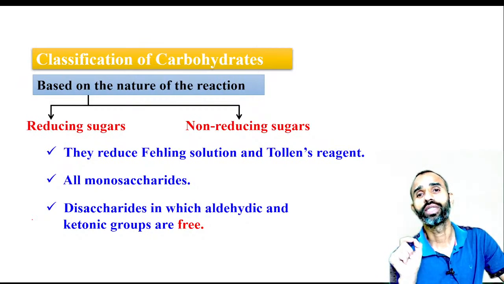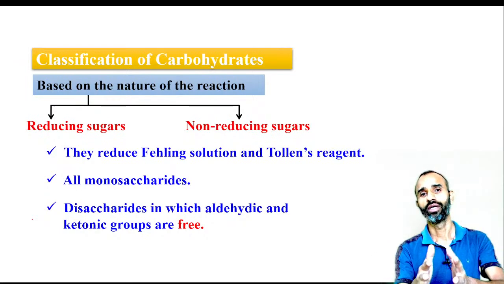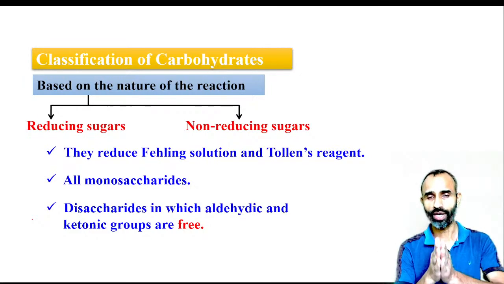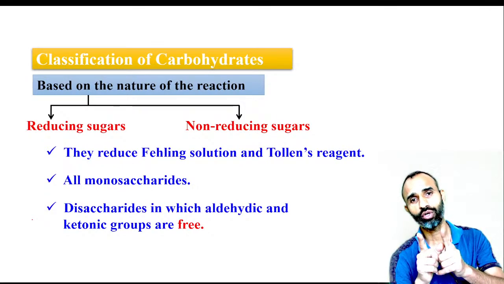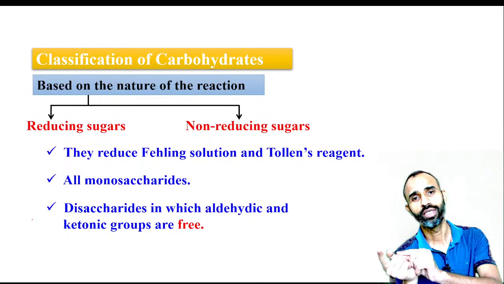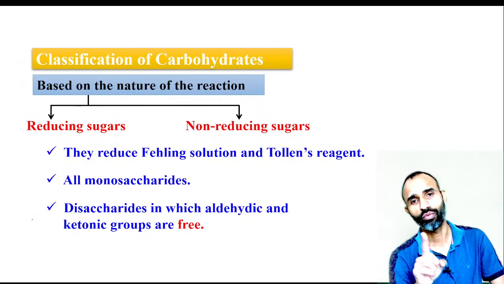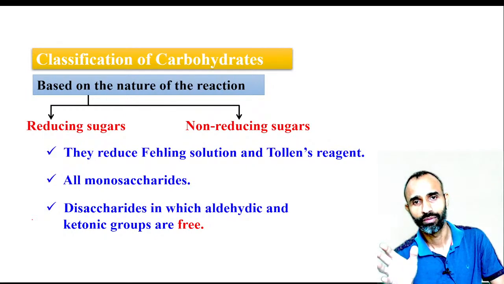Free means they are not joined, because carbohydrates, monosaccharides, are joined by glycosidic linkage. So if one of them is free, in aldose the first carbon should be free, and in ketose the second carbon should be free. If either the first carbon of aldose or the second carbon of ketose is not joined by the other monosaccharide, that means it is reducing. Okay.